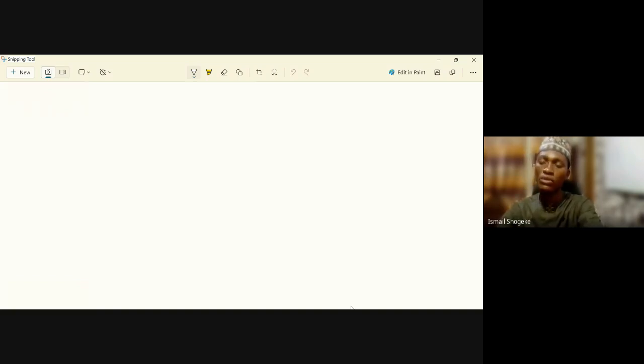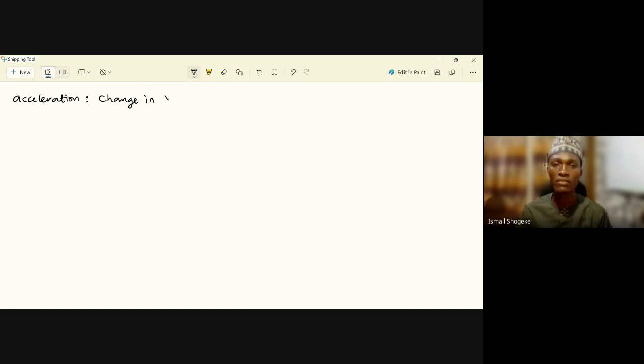But to have a good understanding of how the equation was arrived at, I need to tell us all what acceleration is. Now, acceleration is defined as the change in velocity, all over, or divided by, the time taken to make that change.